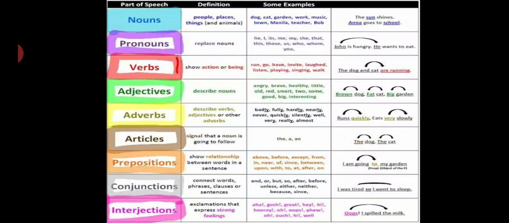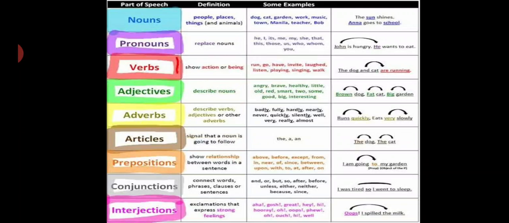So, he is a pronoun. The third part of speech is verb. Verb is a doing or action verb. It indicates some action. Some of the verbs are run, go, have, invite, laugh, listen, playing, singing, walking, etc.